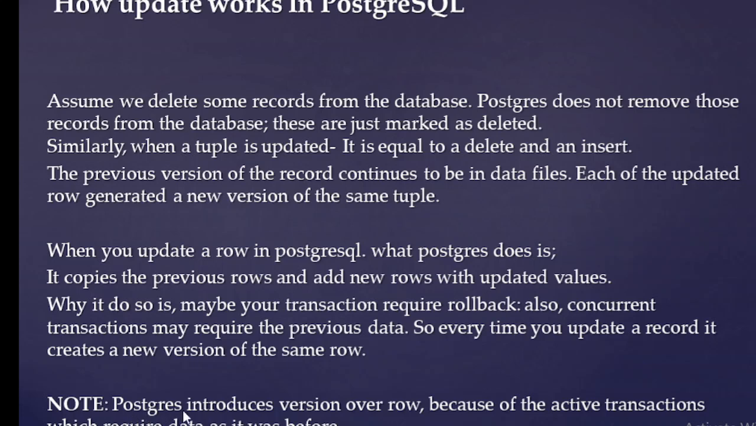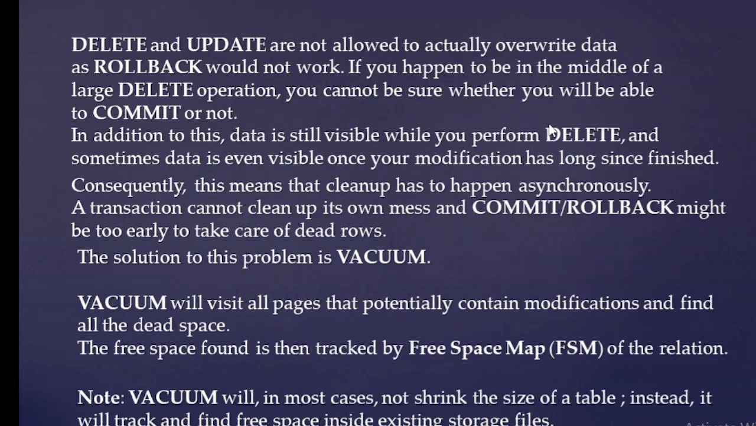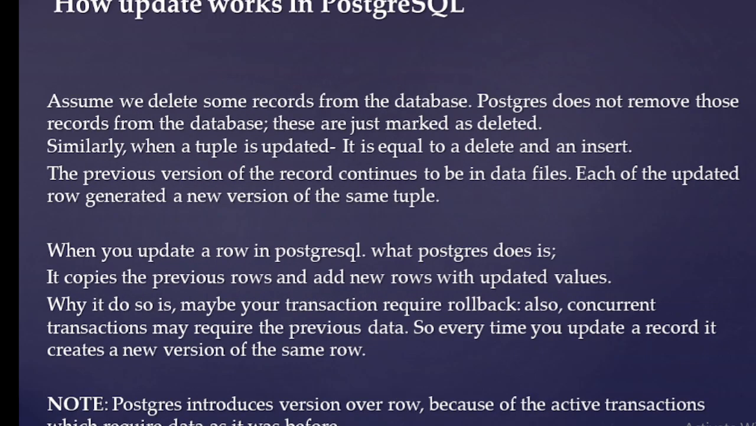So Postgres introduces versions of rows because of active transactions which require data as it was before. It supports newer versions, and all the time it creates a new version until you do the vacuum and mark this space as reusable. So this is vacuum and how update works in PostgreSQL.